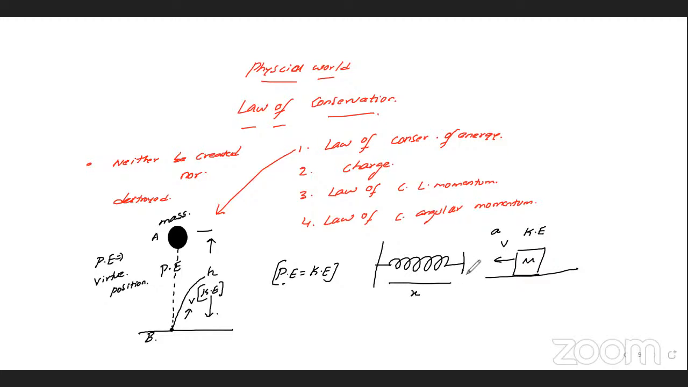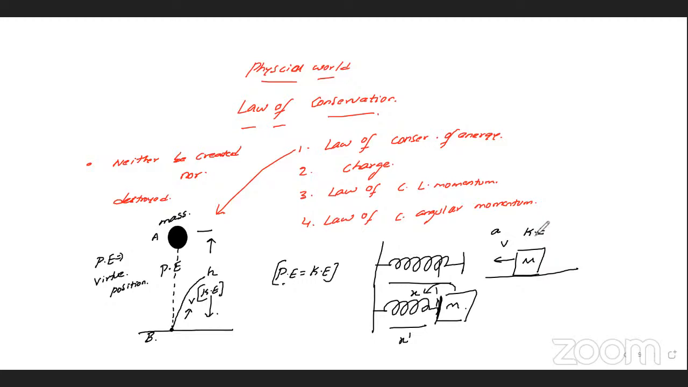When the object hits the spring, the spring will try to compress, with a displacement X. Whatever energy there is in the mass of the object, what will happen? It will try to shift it towards the spring, and the spring reacts on the converse side.